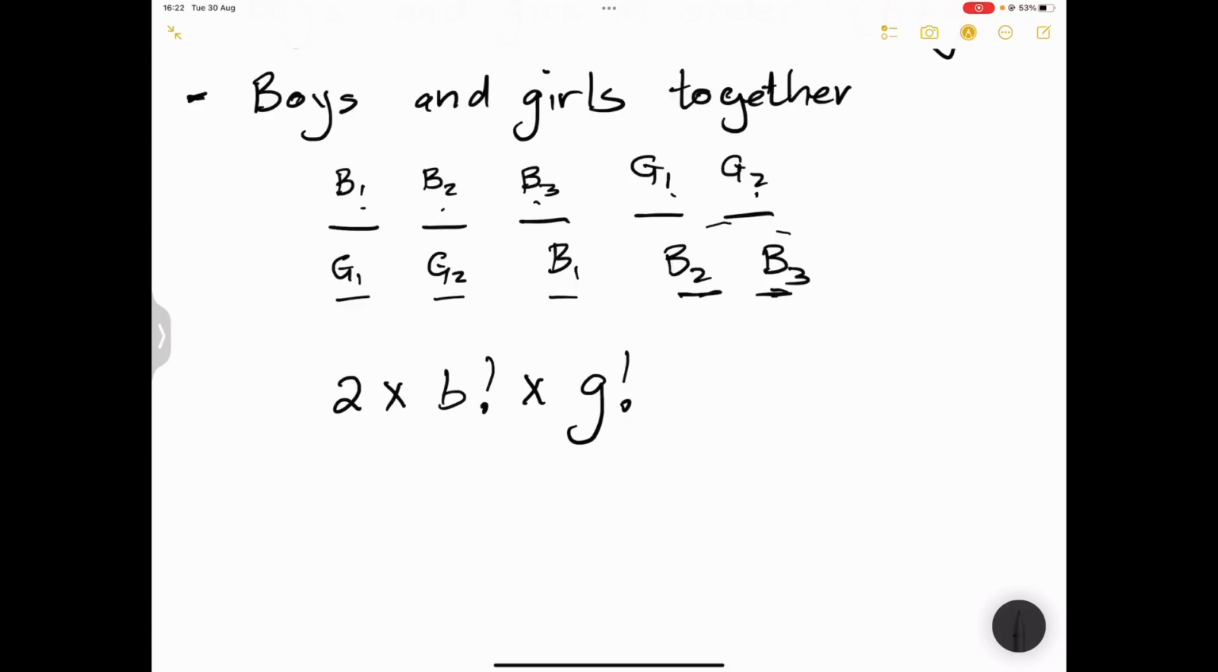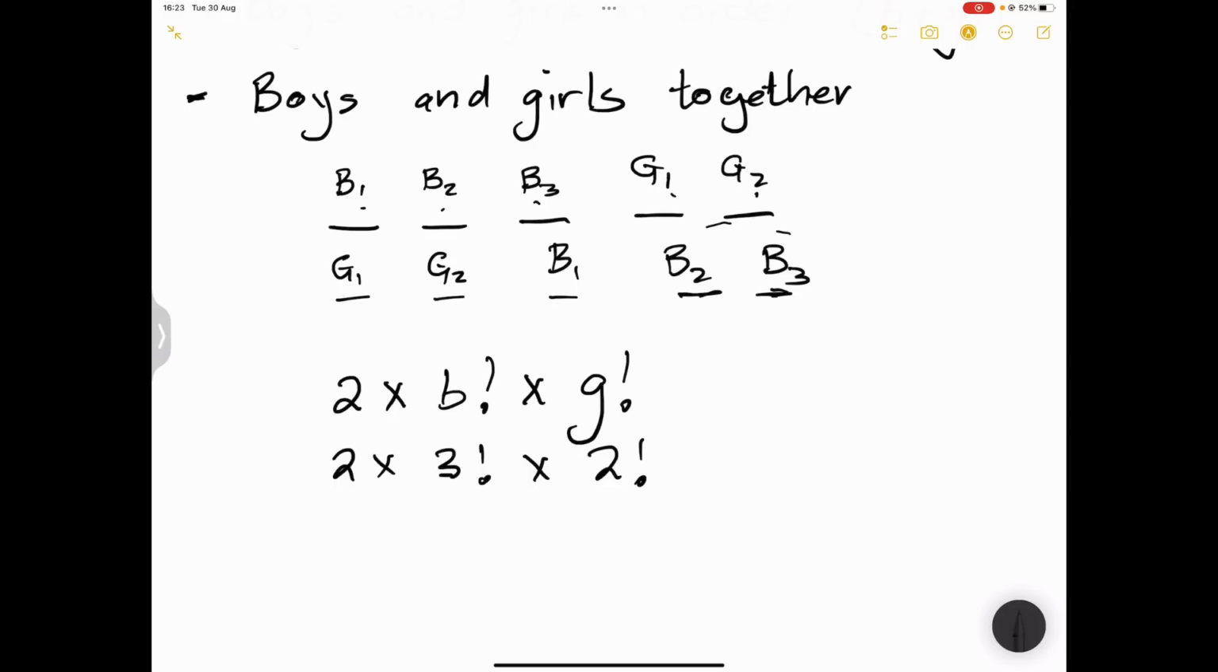In this case, the number of arrangements that can be made would be 2 times 3 factorial by 2 factorial, remembering we had 3 boys and 2 girls, and you get the factorial number there. So that would be the number of arrangements that can be made.